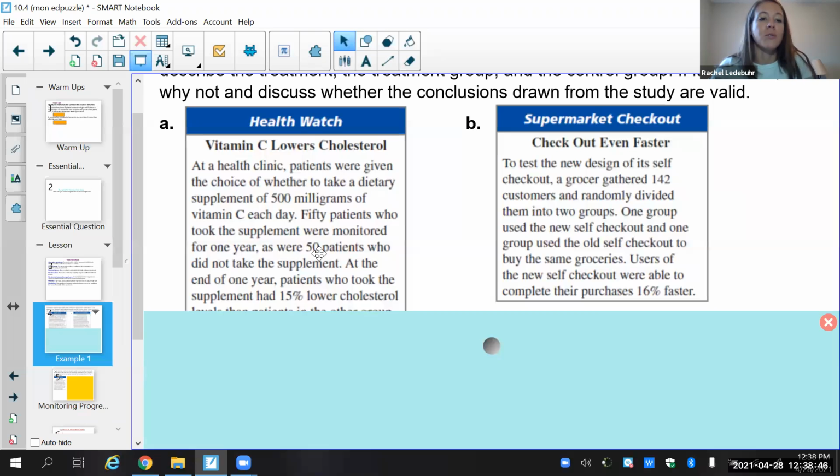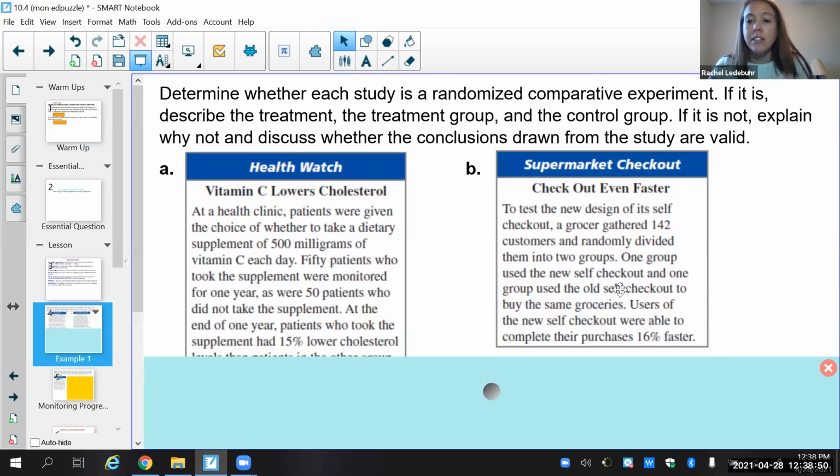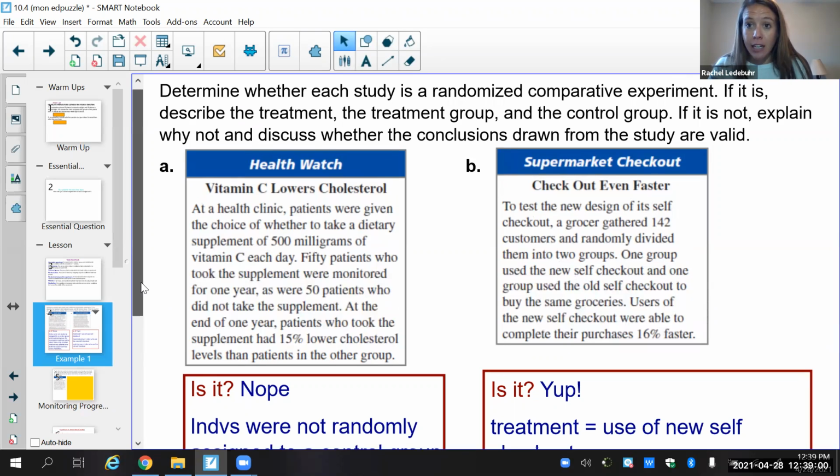Okay, so remember our goal. We first want to determine, is this a randomized comparative experiment? Yes, it is. They were randomly assigned into two groups, into that treatment and control group.